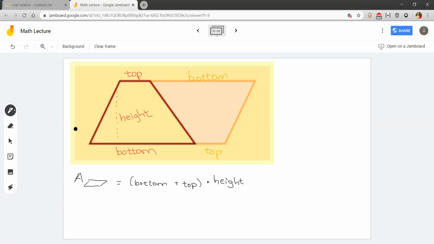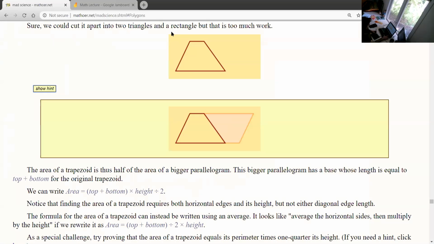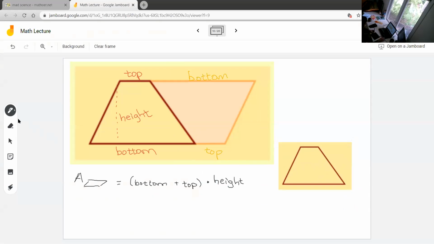I'm sorry, I didn't get it. Okay, so the bottom plus top is this distance here, because it's the bottom we had going to here, and then the top is here. And we're multiplying it by the height. But we don't want this thing that's twice as big. We just want something that was our original size with the top and the bottom and the height.